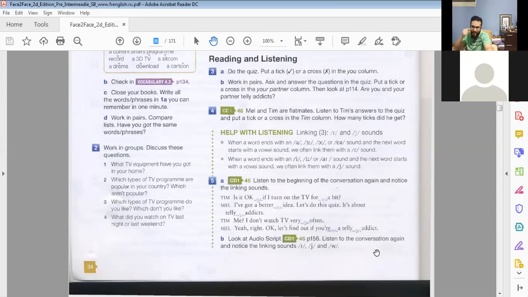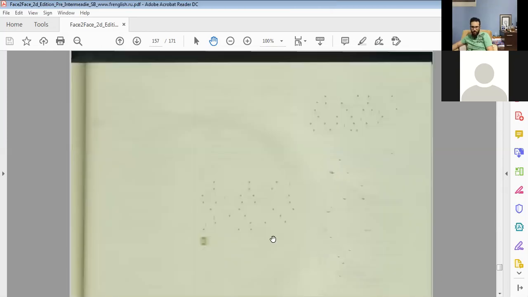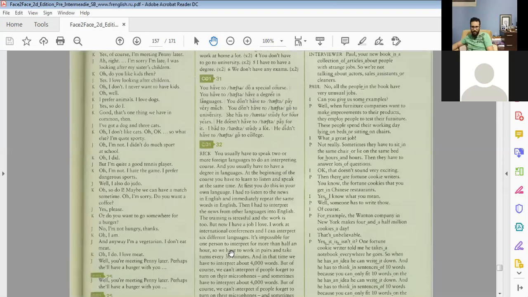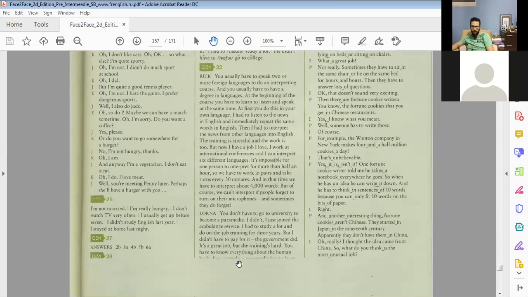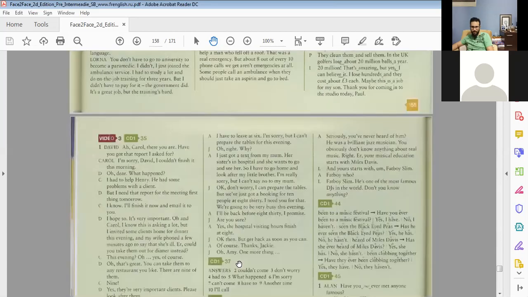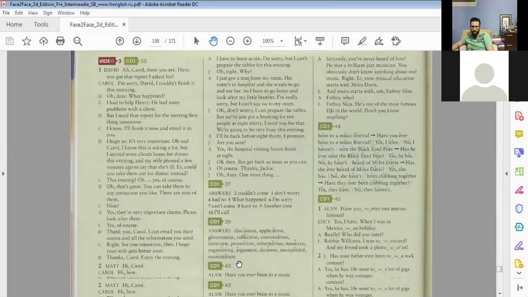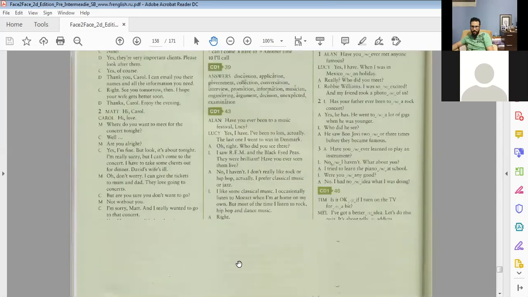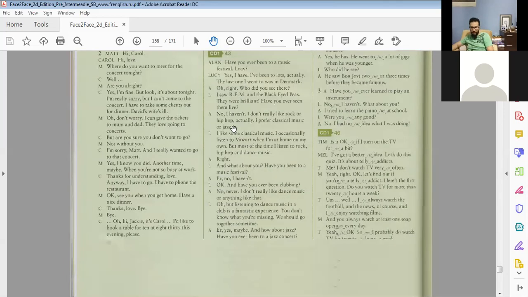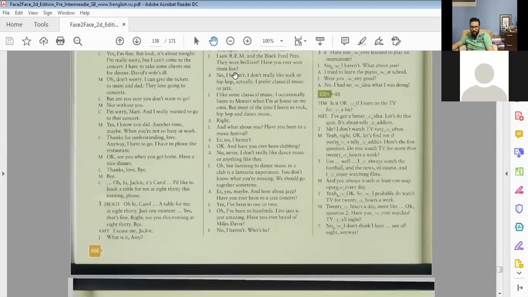So let's go to the script, page 156, so that we can see the linking with our eyes, and we can hear it from the track. 157. So we want track 46. All right, here it is. Let me zoom in. Just a minute, okay?